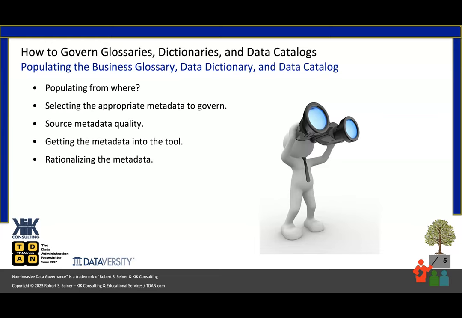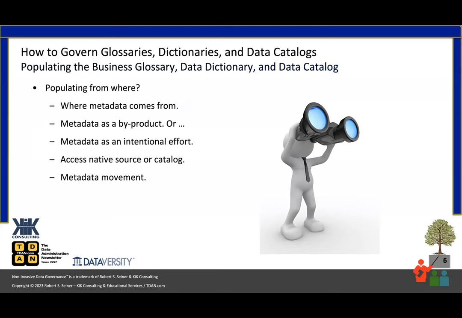We'll talk about how to go about selecting the appropriate metadata. We'll talk about sourcing the metadata and the quality of the metadata that's in the source. I know I talk a lot about cheeseburger definitions. I'll talk about it again when we talk about the source metadata quality, getting the metadata into the tool. And one of the things that's really important, and you can use the tools to do that, is to rationalize the metadata within the tool. And I'll explain what I mean by rationalizing the metadata.